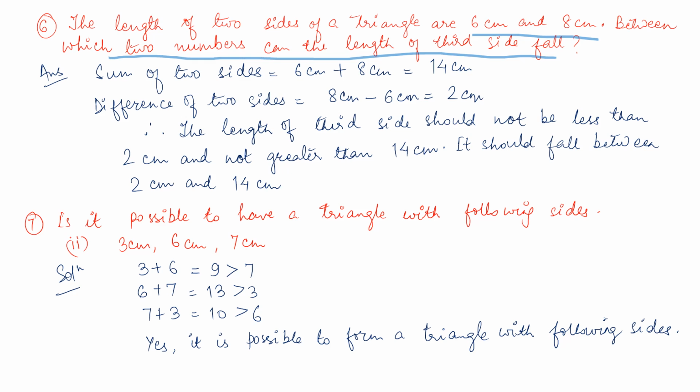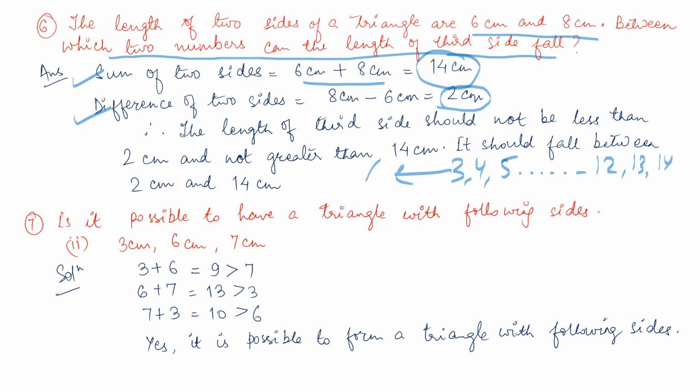So you have to remember this. The sum of the two sides will be 6 cm plus 8 cm, that is 14 cm. Clear? 8 plus 6 is 14, and the difference of the two sides will be 8 minus 6, that is 2 cm. This much is clear to you? So you have to find the sum and you have to find the difference. Now all the values between 2 and 14 can be considered as the third side of the triangle. It can be 3, 4, 5, 6, 7, 8, 9, 12, 13 and 14. Not beyond this. Less than 3 you cannot have and greater than 14 you cannot have.